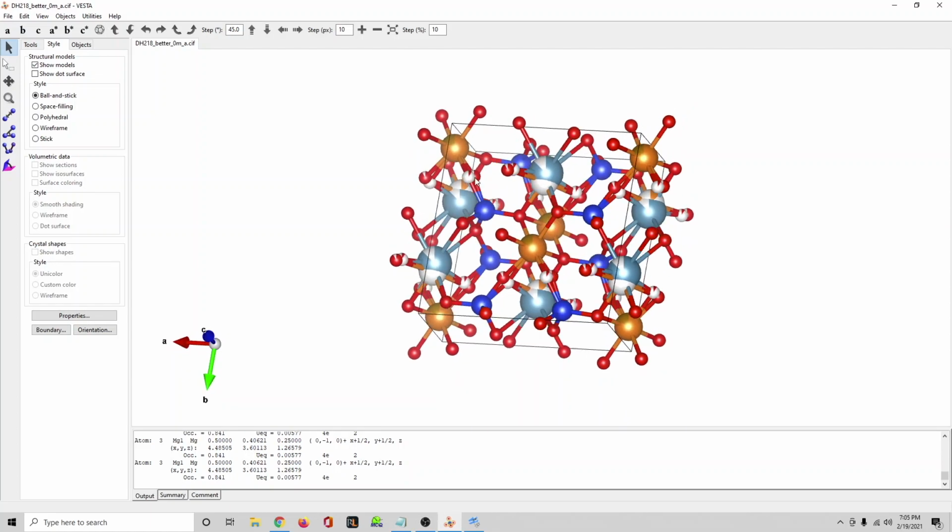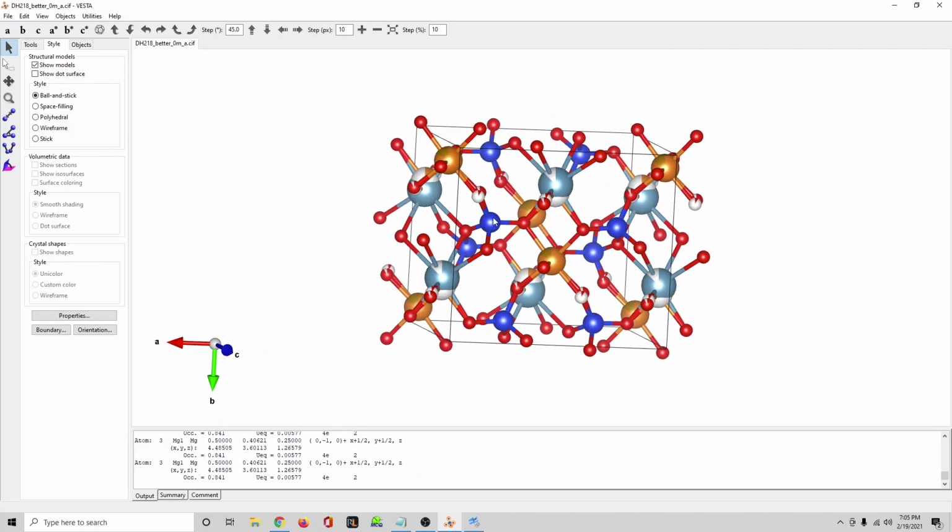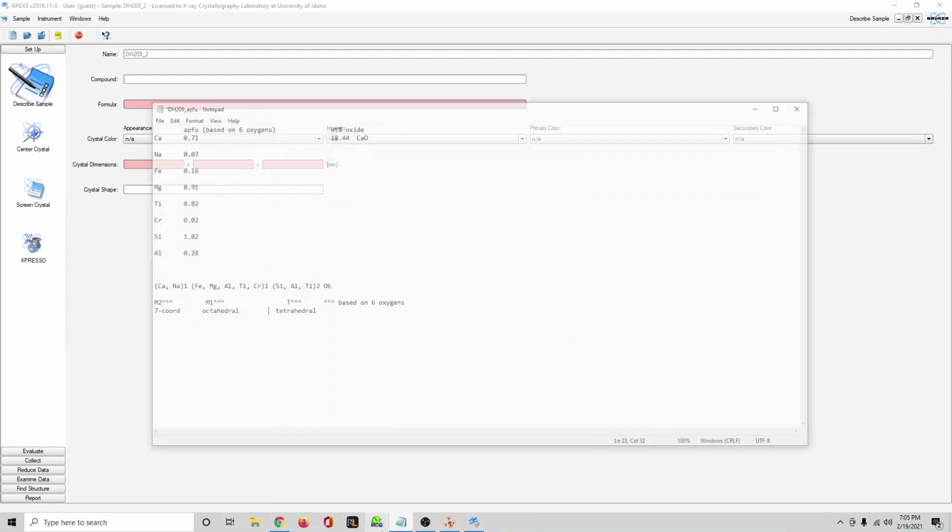Also, this has a split occupancy of an oxygen, and the tetrahedral site is basically just silicon. This is a silicate mineral, but aluminum can substitute in there too. I'll show you how to refine that and how to just tell it what the chemical abundances are, because for this sample I actually have chemical data.